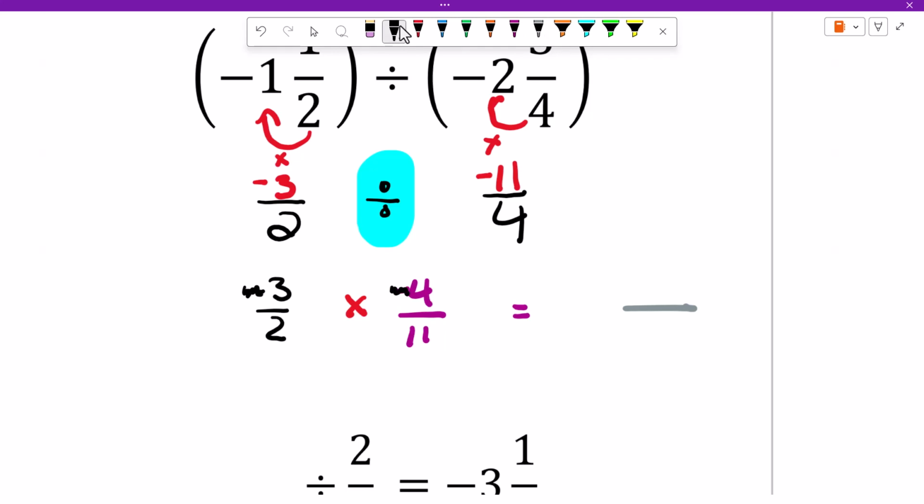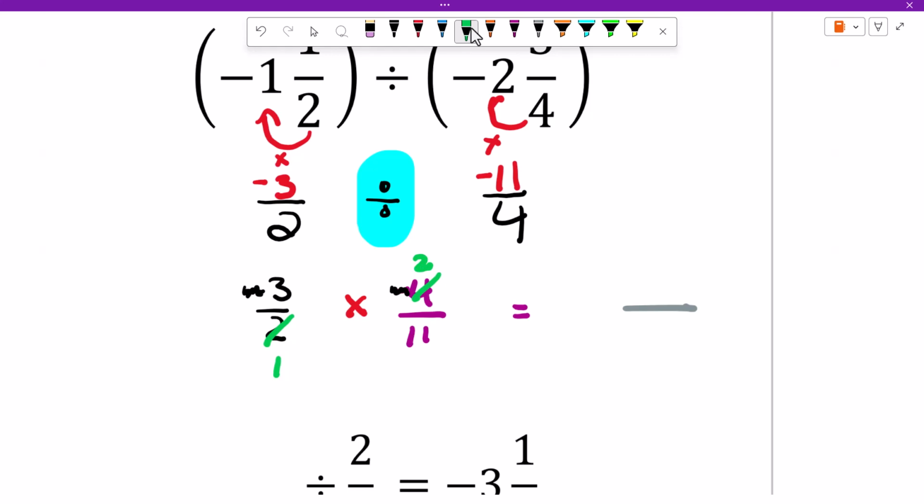Comparing tops to bottoms, going vertically or diagonally, Skylar, is there anything that can be made smaller? 2 and 4? Yes. They can both be divided by the number 2. So you cross off a pair, and then do the division. 2 fits into 2 once. 2 fits into 4 twice.